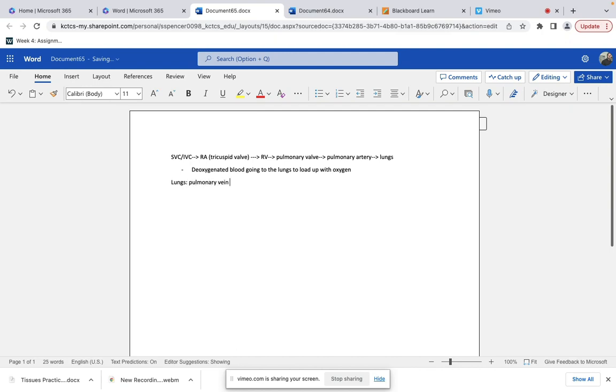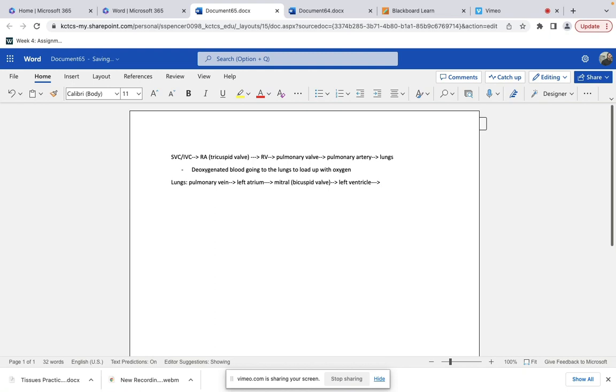now contains oxygenated blood. It's going to take it to the left atrium. From the left atrium, we're going to go to the left ventricle, but before we do that, we have to go through the mitral, also known as the bicuspid valve, and then we're going to go into the left ventricle. Cool.